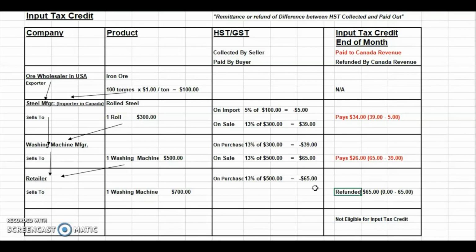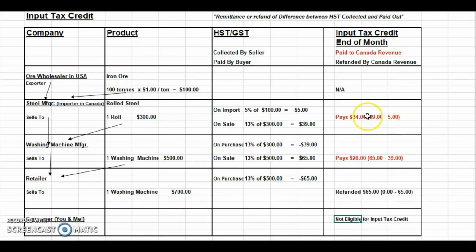This is how it works. The government is dependent on these companies adding value along the economic chain. The only people who don't get a refund is the consumer. You and me. We're not eligible for input tax credit, but a company gets their money back. They add up all the HST and GST they paid out on imports and sales, and they add up all the HST they collected through their own sales.